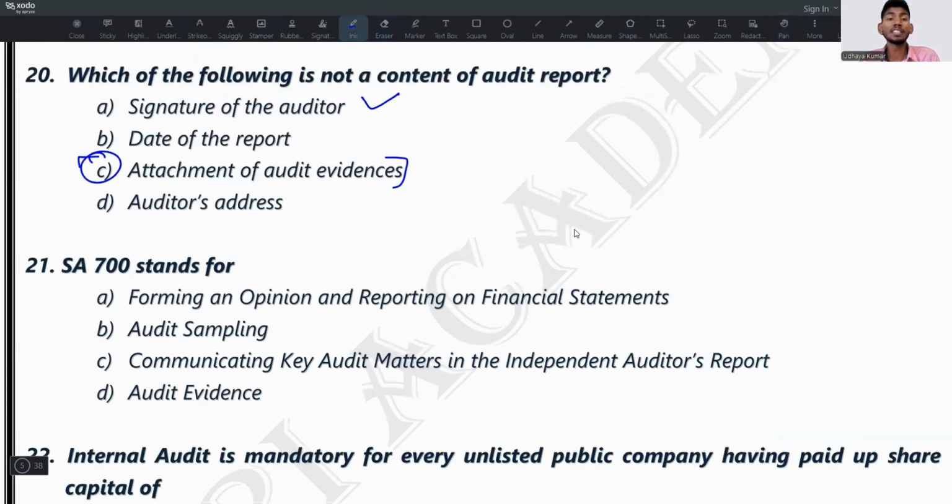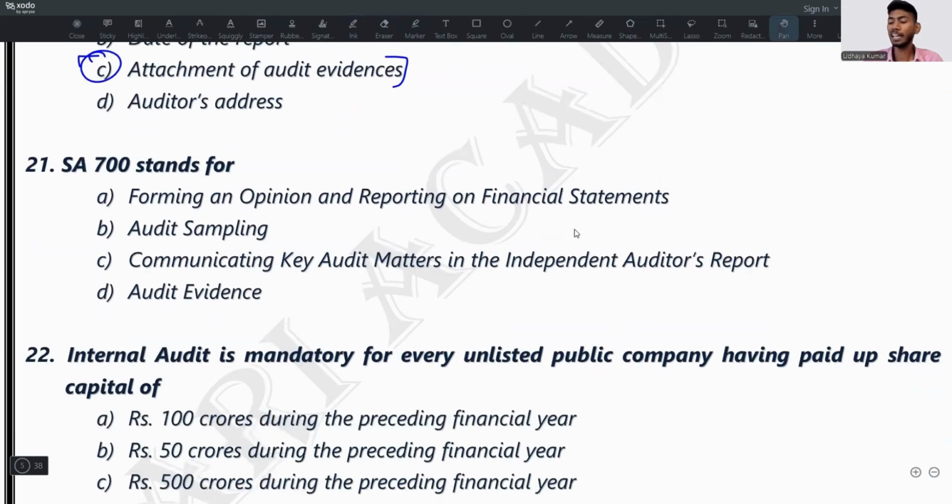Moving to the next question: SA 700 stands for what? Try to answer. Recollect the SAs again. Option A, forming an opinion and reporting on financial statements; option B, audit sampling; C, communicating key audit matters in the independent auditor's report; option D, audit evidence. So the right option is option A, forming an opinion and reporting on financial statements. Whereas audit sampling is SA 530, communicating key audit matters in the independent auditor's report comes under SA 701, and audit evidence is SA 500. And SA 705 is for modified opinion.